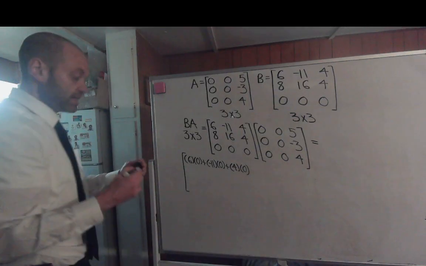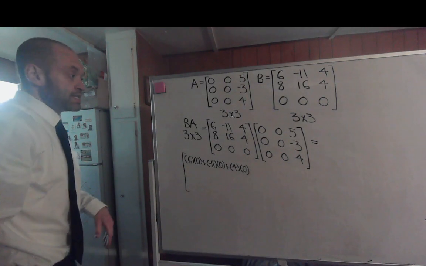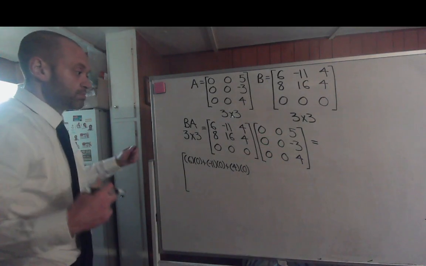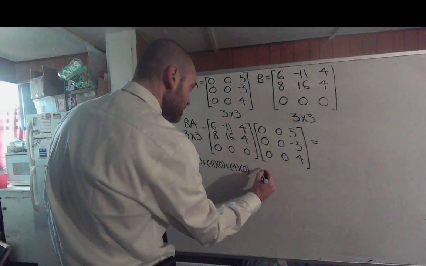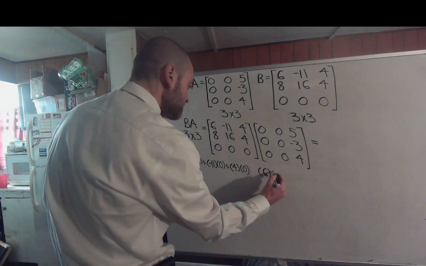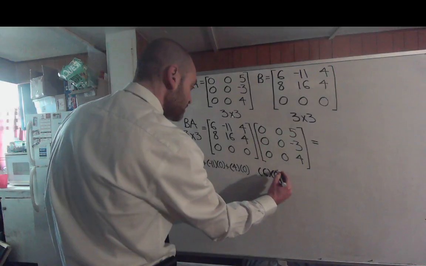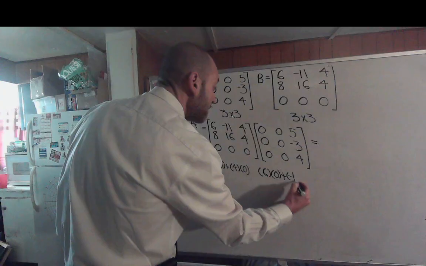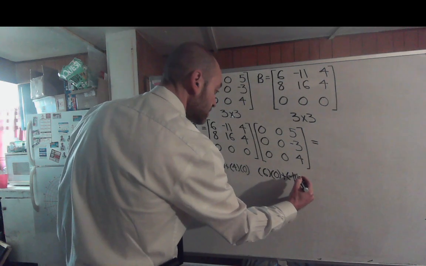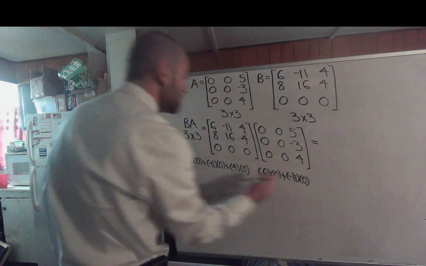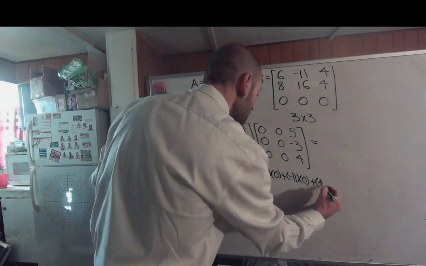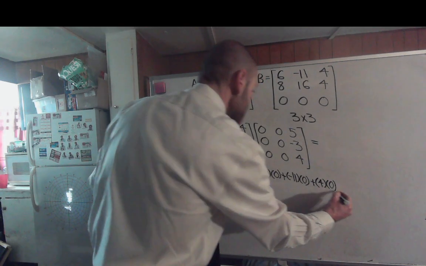Now to get the second number, take your whole first row times your second column. So that'll end up being 6 times 0 plus negative 11 times 0, and then take 4 times 0, and then we still have the business of the third number.